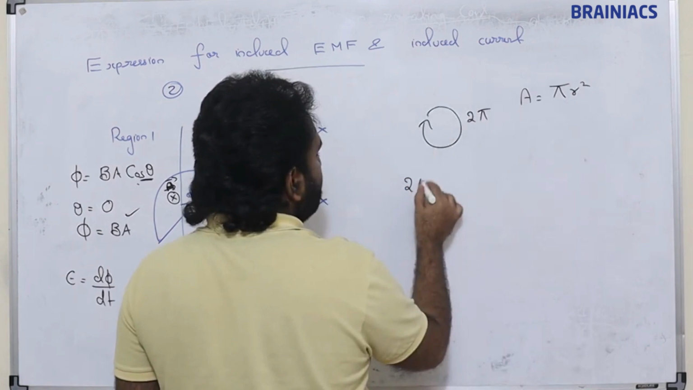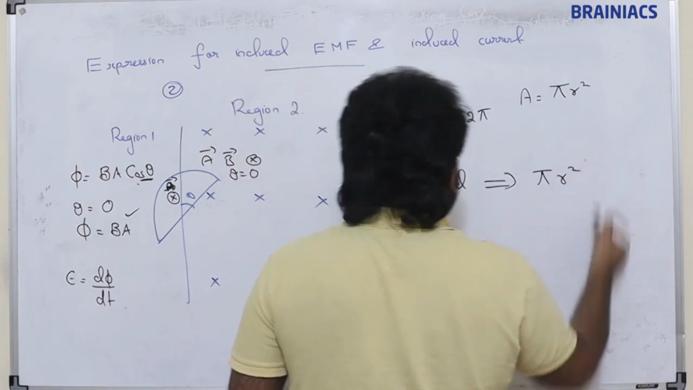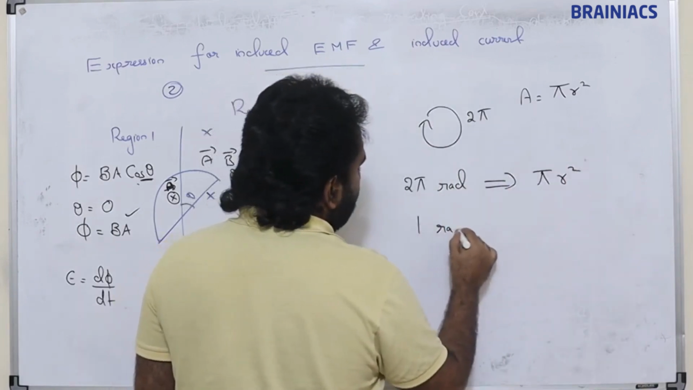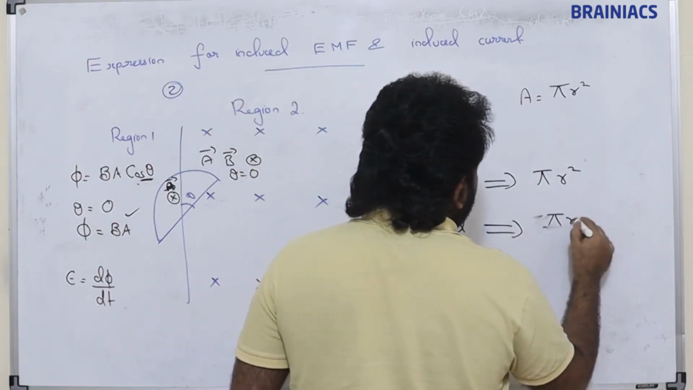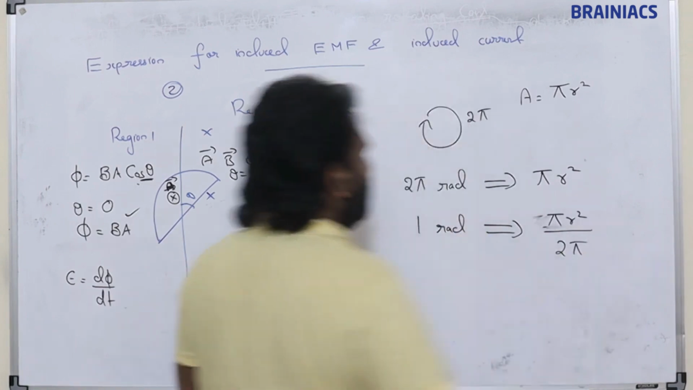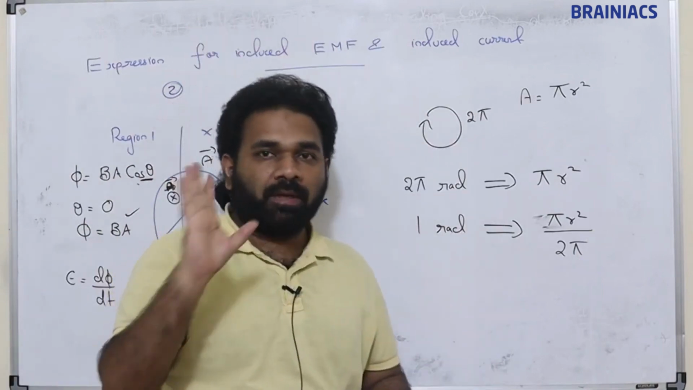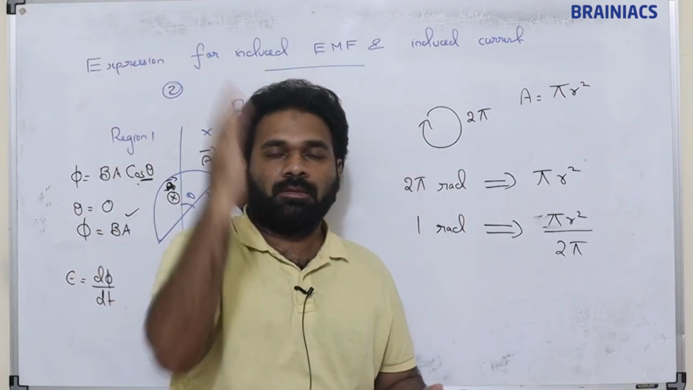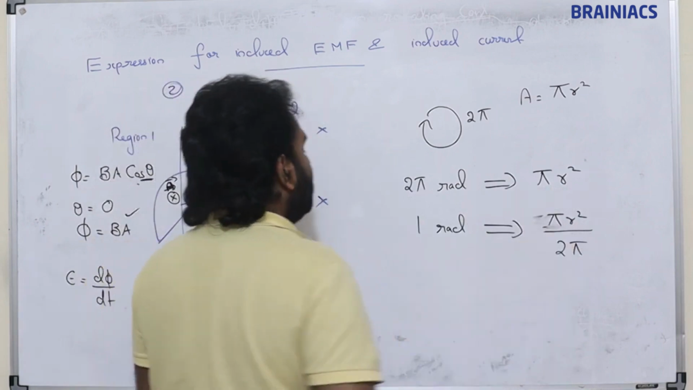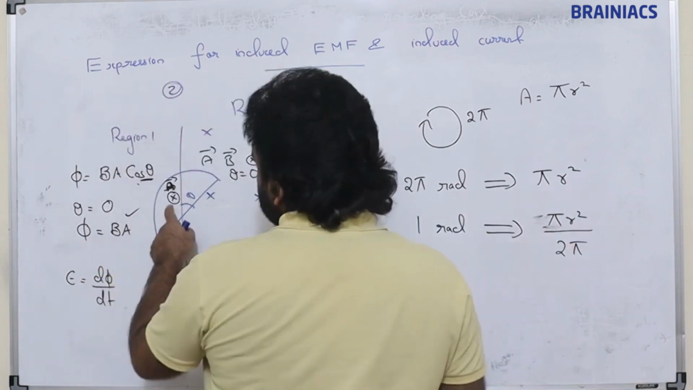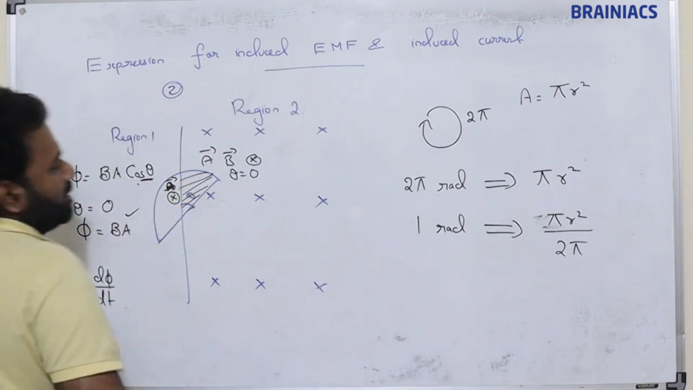So for a 2 pi radian sweep, I will be getting pi r square. So for a 1 radian sweep, I will be getting pi r square divided by 2 pi. Do you agree with me? For a 2 pi sweep, pi r square area will be covered. So in this case, this is a theta sweep, and we can consider this much area.